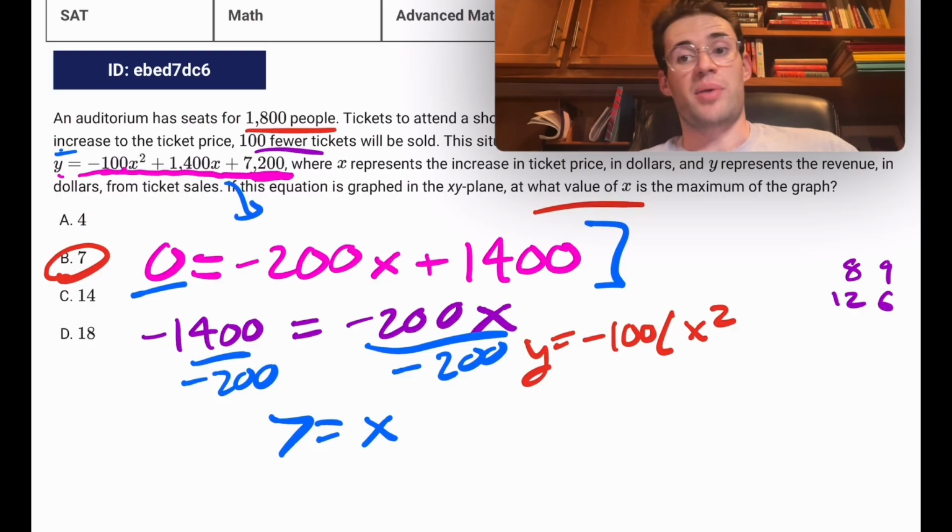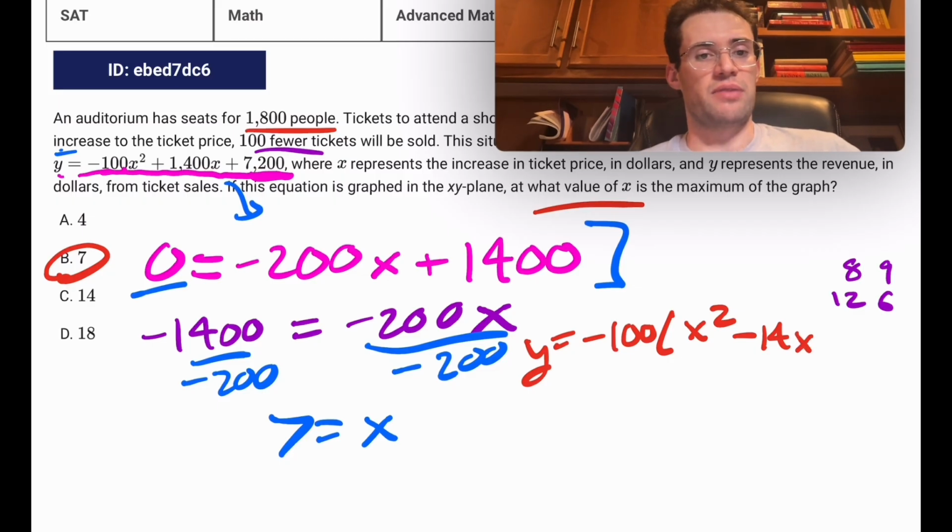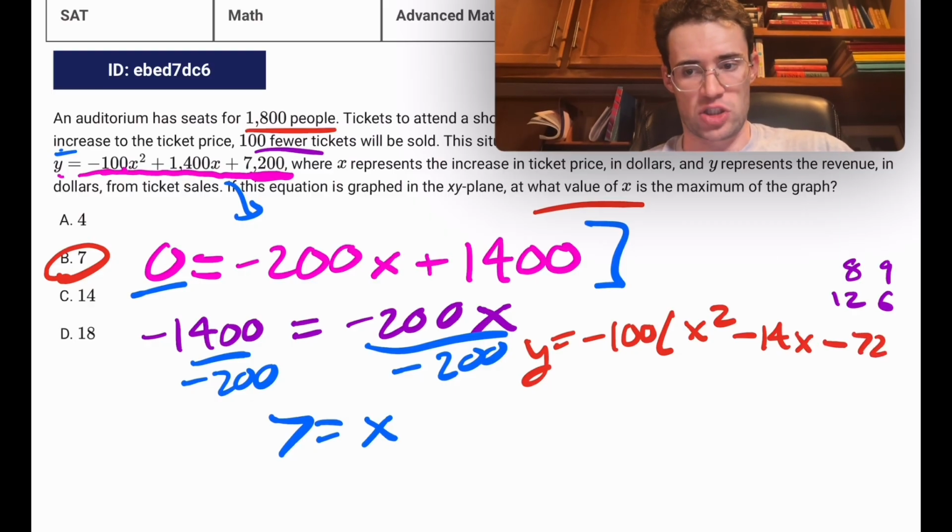Negative 100 divided by negative 100 is 1. Positive 1400 divided by negative 100 is negative 14. And that should be 1400x, so it becomes negative 14x. And positive 7200 divided by negative 100, positive by negative is still negative, and that would be minus 72.